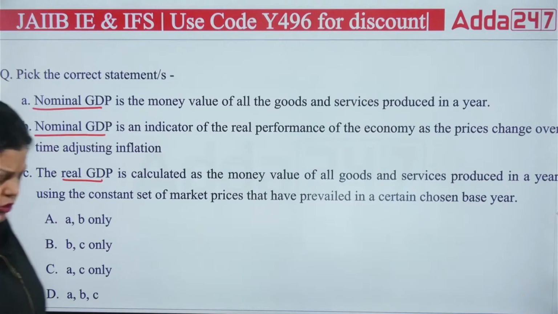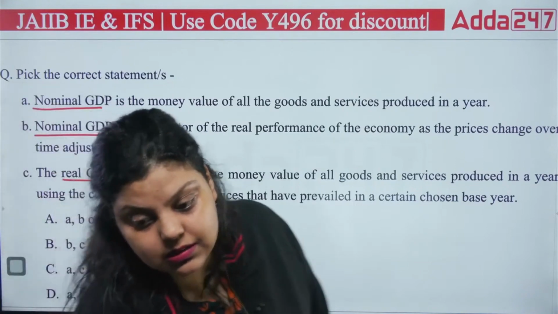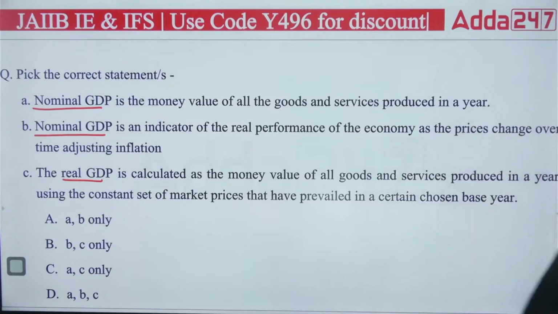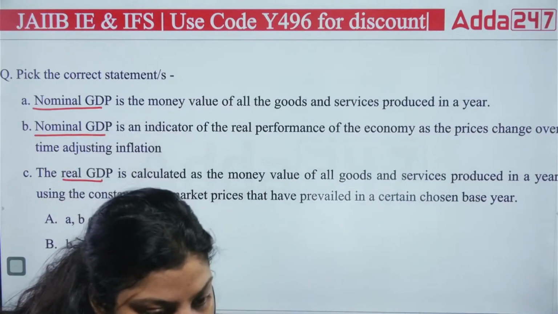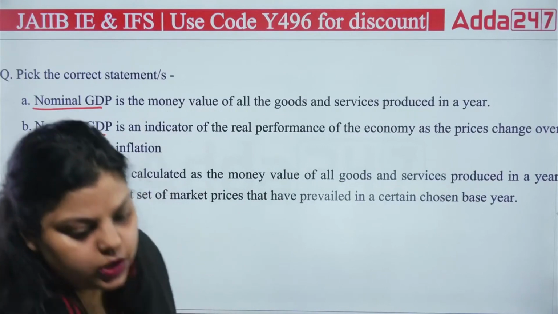If I am talking about GDP, what actually is the GDP? GDP means the money value of all final goods and services produced within the geographical boundary of a country during a financial year. That is your GDP, right? But now we are talking about nominal GDP and real GDP. What is the difference between nominal GDP and real GDP? A, B, C or D? Which of the following is correct? So we all know about the GDP, but what is the difference between nominal and real GDP?